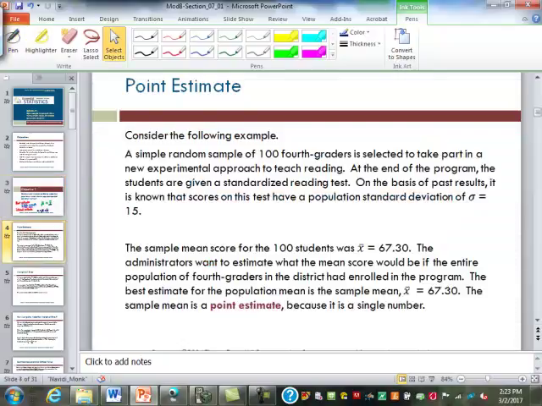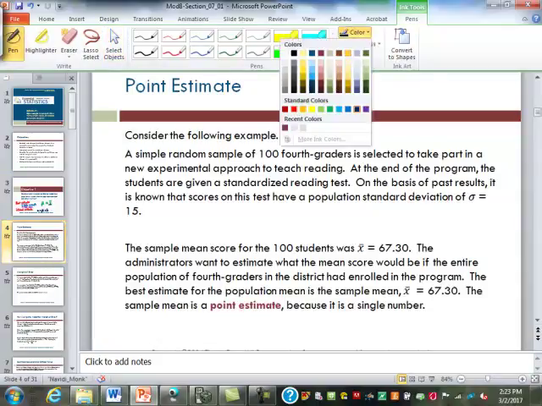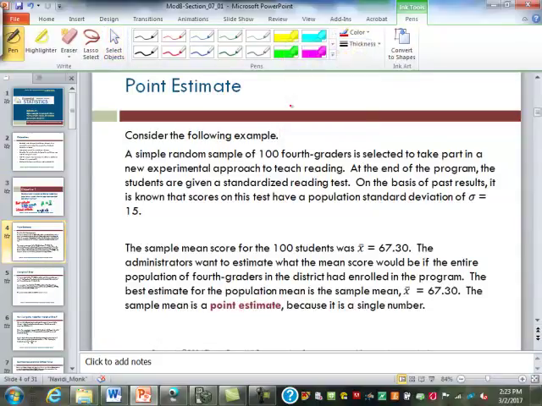So consider the following example. A simple random sample of 100 fourth graders, so that's n equals 100, is selected to take part in a new experimental approach to teaching reading. At the end of the program, the students are given a standardized reading test. On the basis of past results, it is known that the scores on this test have a population standard deviation, sigma equals 15. Now that's important. We know the population standard deviation. As we get into our interval estimation, that's going to be very important to know that.